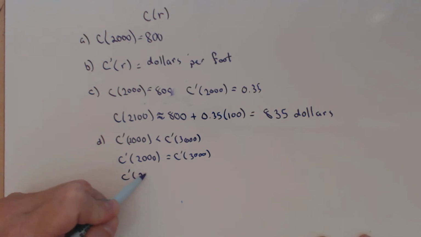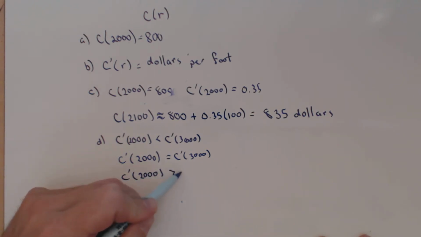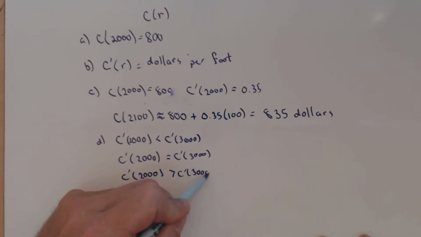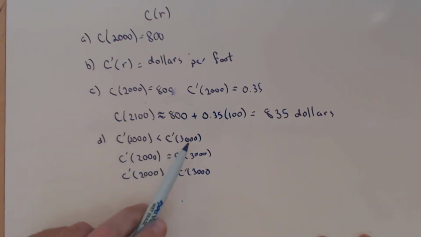So case number one, C prime of 2,000 is less than C prime of 3,000. What that means is our cost per foot is larger if we produce 3,000 feet than 2,000 feet. That's probably the least likely of these, because usually the more you produce, the cheaper the cost per foot will be. But it's possible that maybe there's some restriction that if we produce over a certain amount, there's a surcharge or a surtax.